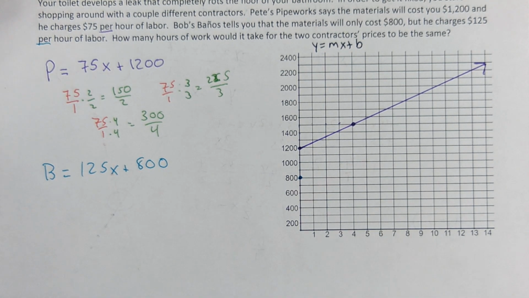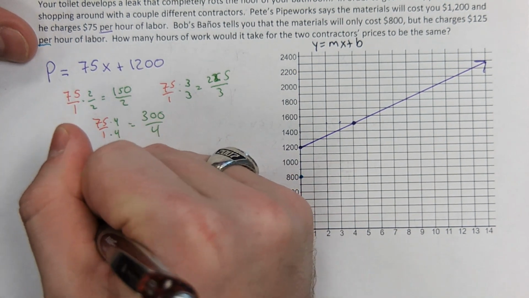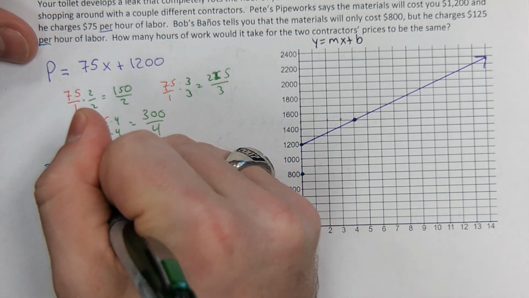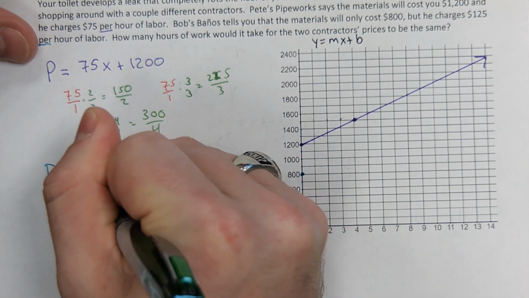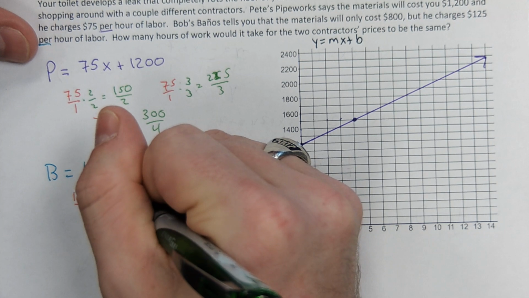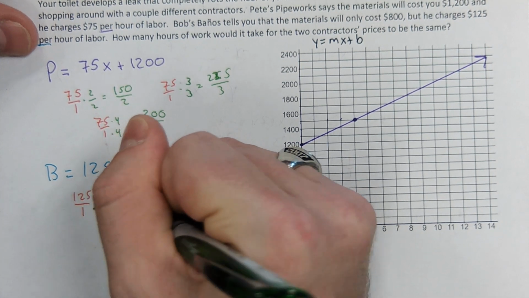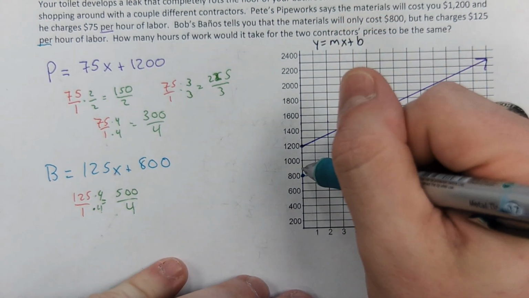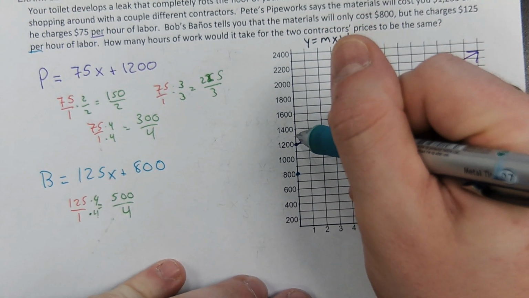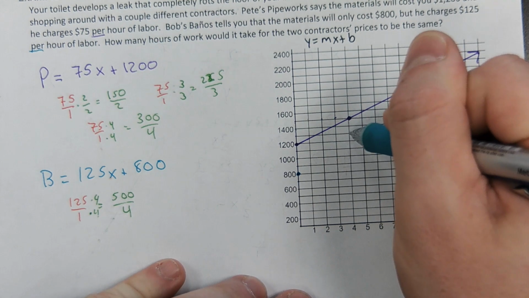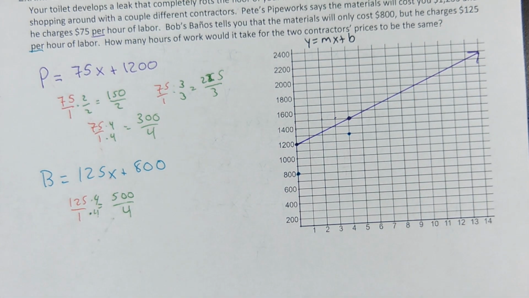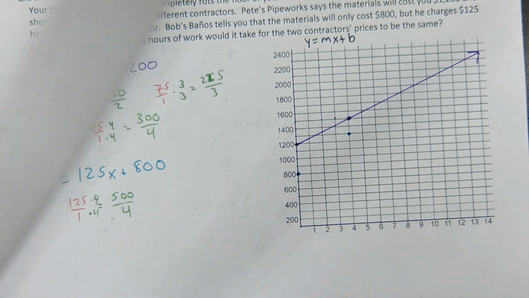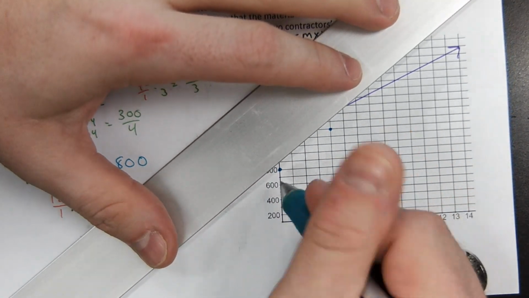So what can I multiply my 125 by? I can multiply it by 4. My 125 over 1 can be multiplied by 4 on the top and bottom, and we get 500 over 4. So he'll go up 5: 1, 2, 3, 4, 5. And then to the right 4: 1, 2, 3, 4. And we will draw his price line with the metal straight edge.